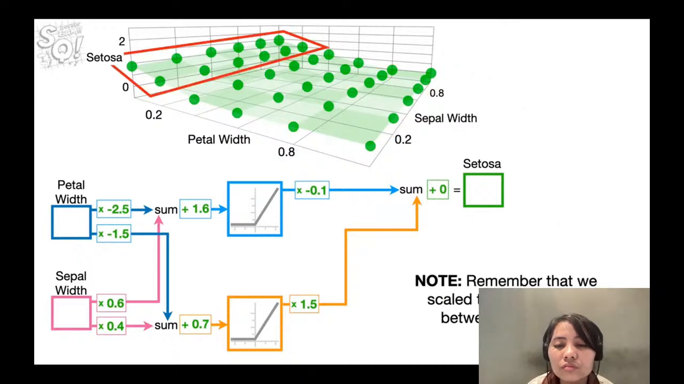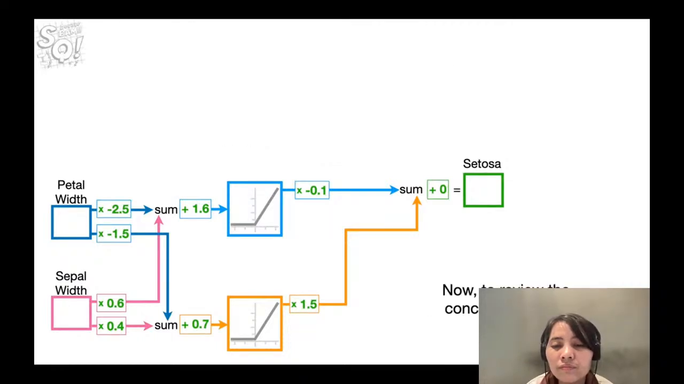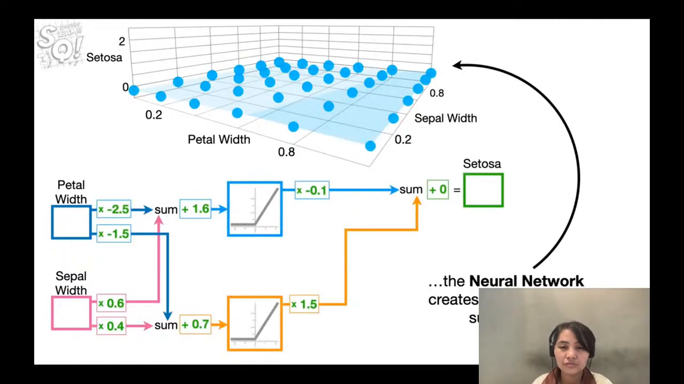Note, remember that we scale the inputs to be between 0 and 1, and thus, petal width equals 0 does not imply that the petal is 0 centimeters wide. Instead, 0 refers to the smallest width in the training dataset. Likewise, 1 means the largest width in the training dataset. Small bam.